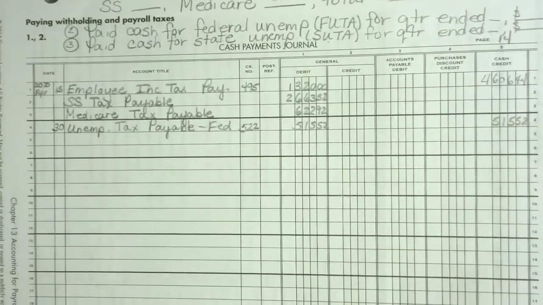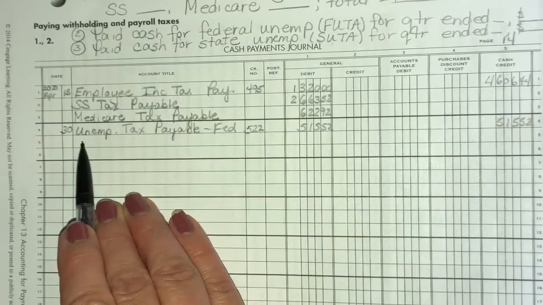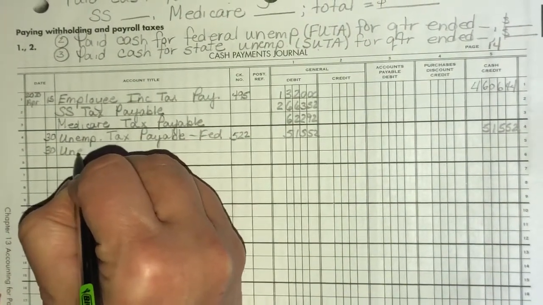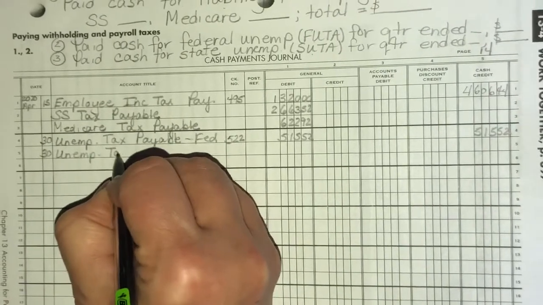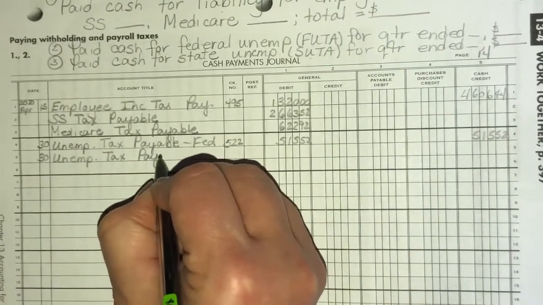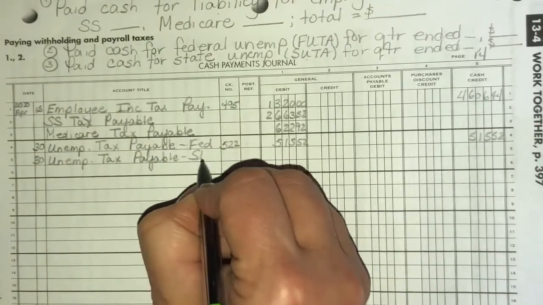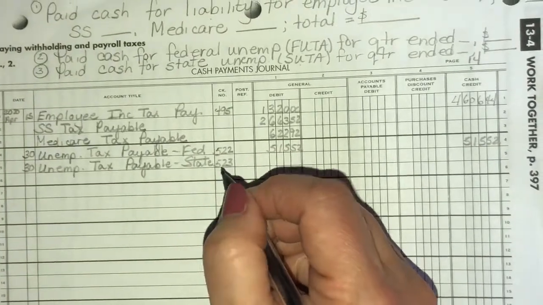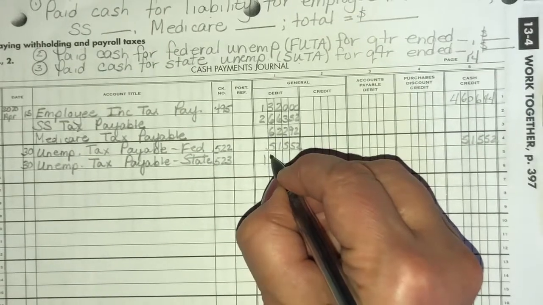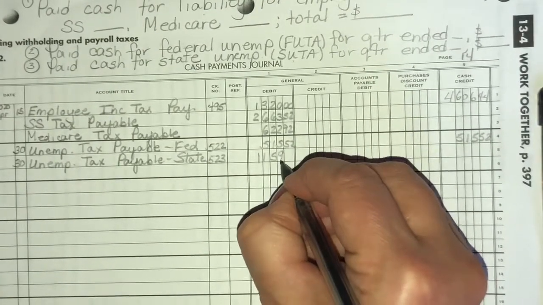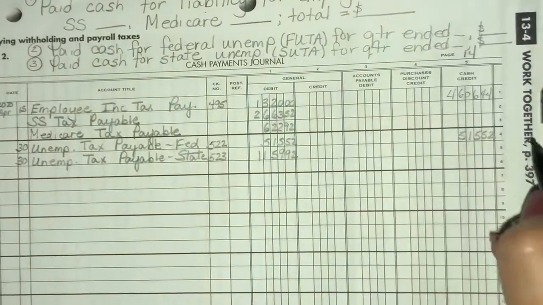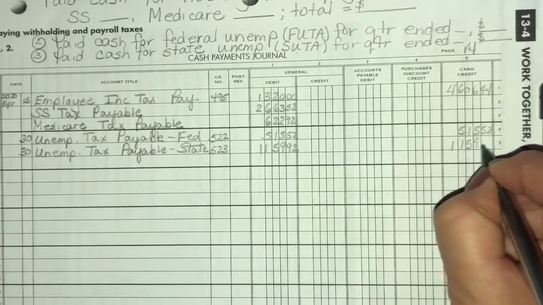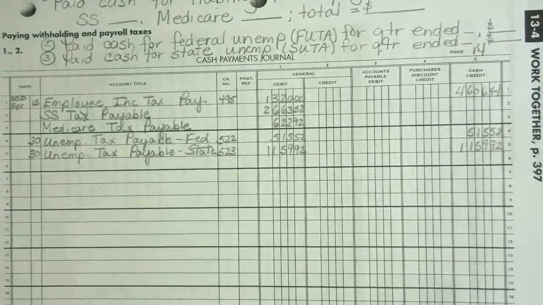Final transaction. We need to take care of our state tax. So it is still the 30th. This is unemployment tax payable state. They told us the check number is 523. They give you the amount of $1,159.92. Again, you've got your debit. Make sure debits always equal credits. $1,159.92. So that completes 13-4, work together.